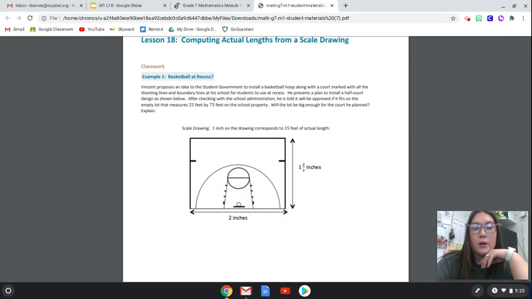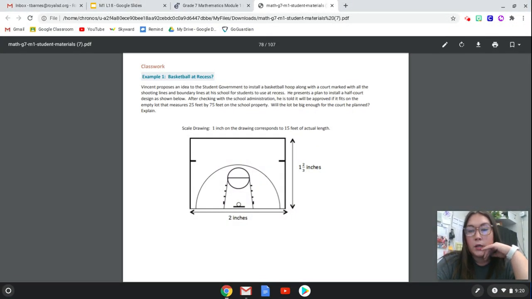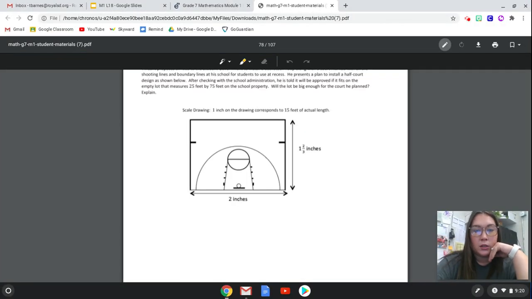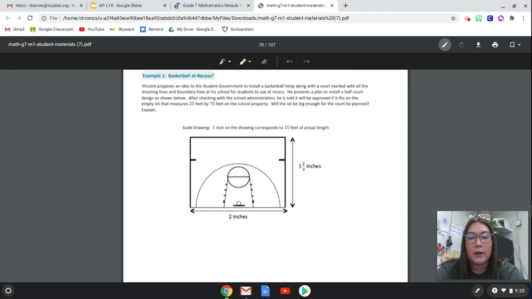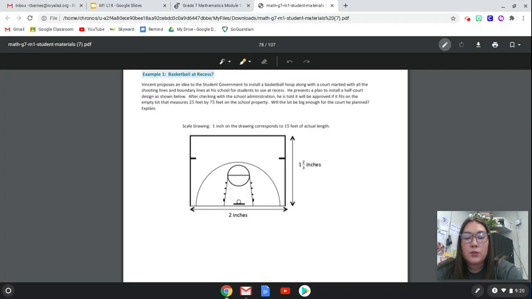Guys, so here we are, lesson 18. We're going to continue learning about scale factor. We discovered last lesson that scale factor, unit rate, and the constant of proportionality are all pretty much the exact same thing. So we're going to use that to figure out the actual dimensions of a basketball court.